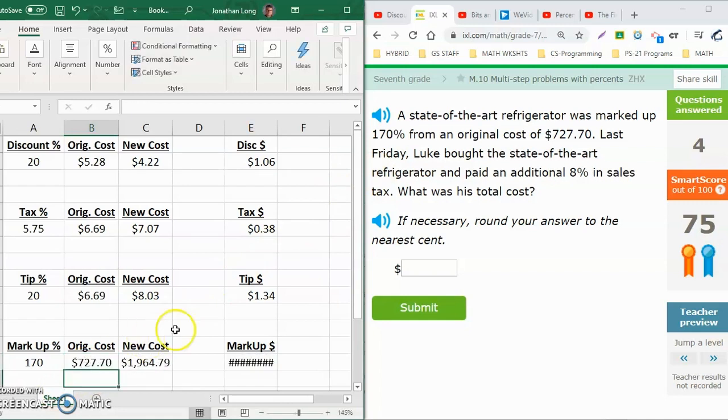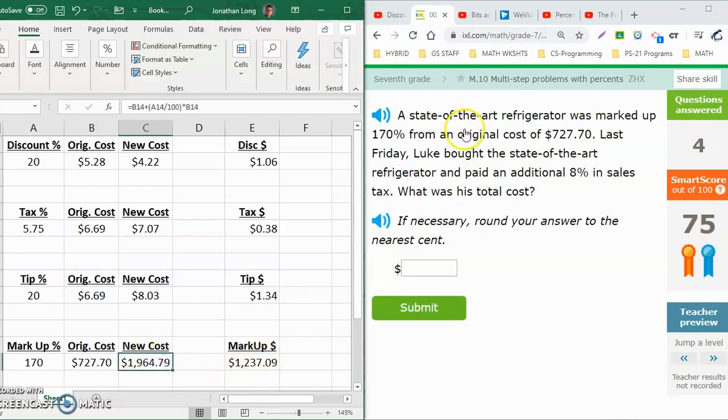$727.70. And I got hash marks here, which means the number's too big to show up. So I'm going to double click between the E and the F, and now I can see my money. All right, so it raised it to $1,237. And here's my new cost for it.